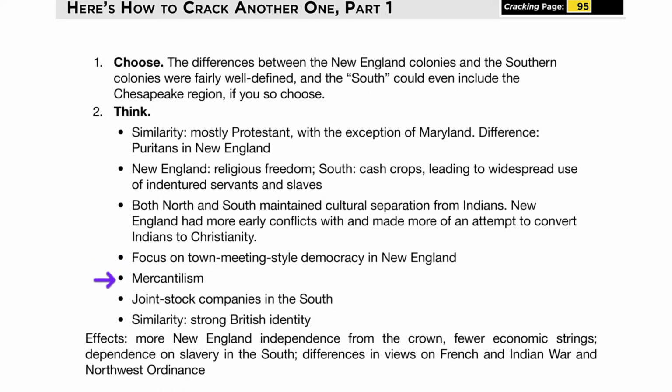They both worked under the system of mercantilism. You had joint stock companies in the South, specifically Jamestown. And of course, both of these groups had a strong British identity. So you're basically just writing down anything that could relate to the similarities or the differences.